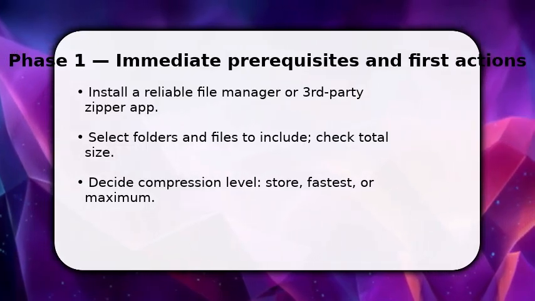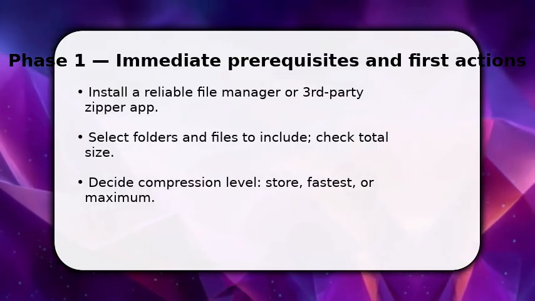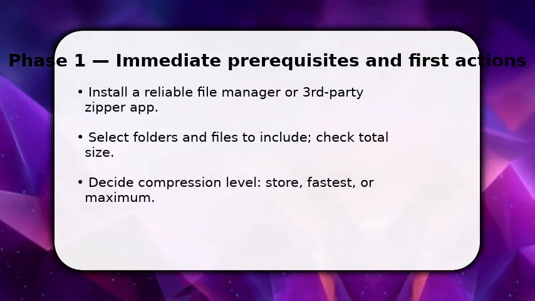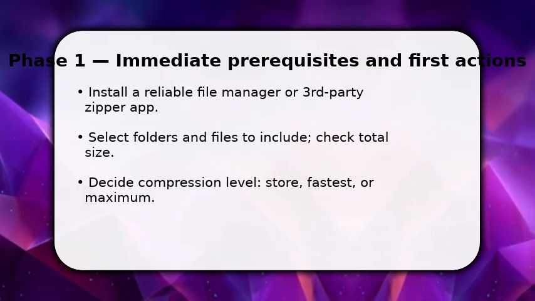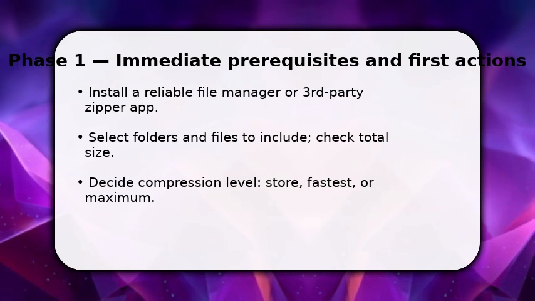Make sure to choose a compression level. Store for none, fastest for speed, or maximum for smaller output. This affects time and final size. Now set the destination folder and a clear zip file name so you won't overwrite important data.